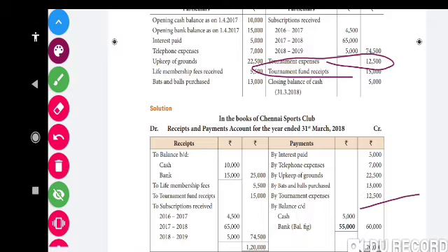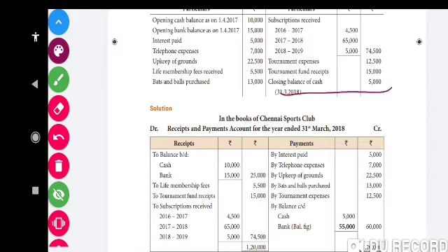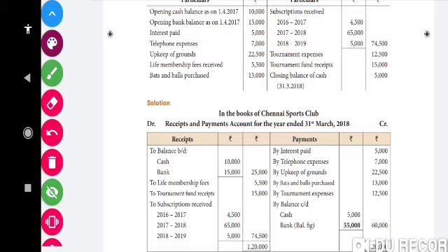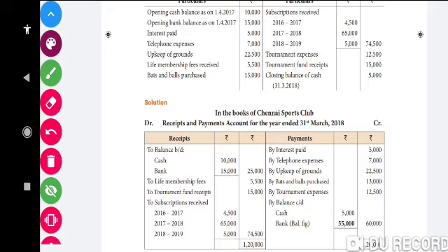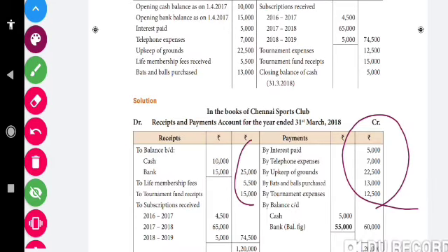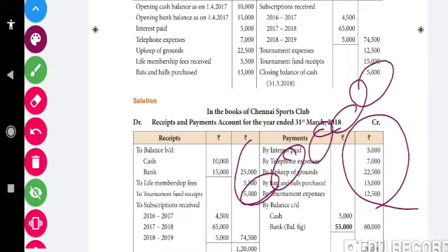Next one, tournament expenses 12,500 is a payment side. Next one, tournament fund received 15,000. Last one, closing balance of cash account 5,000. Now calculate receipt side: 25,000, 5,500, 15,000, 74,000. Calculate the value 1,20,000. See the payment side, calculate value: 5,000, 7,000, 22,500, 13,000, 12,500. Calculate the total value 60,000.